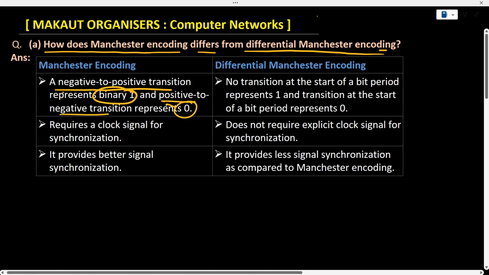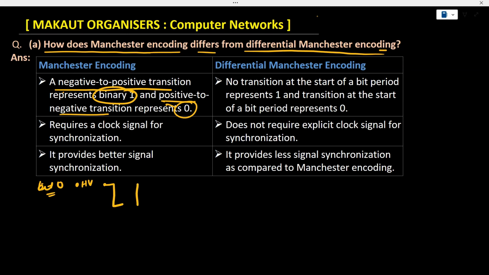That means suppose we have a bit 0 and we are at a high voltage. In that case, we make a transition from positive to negative, that is like this. And if we are at a low voltage, we make a transition like this.